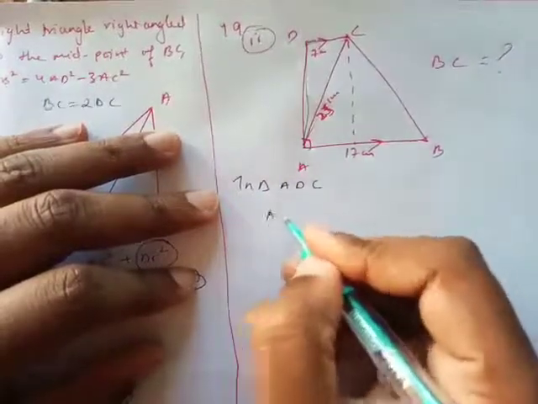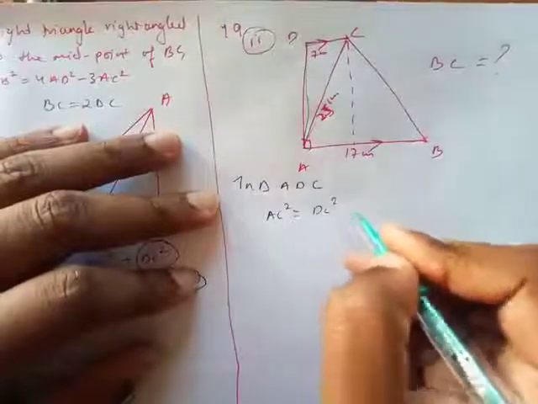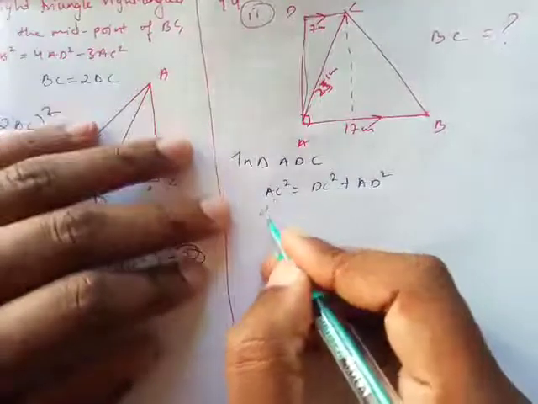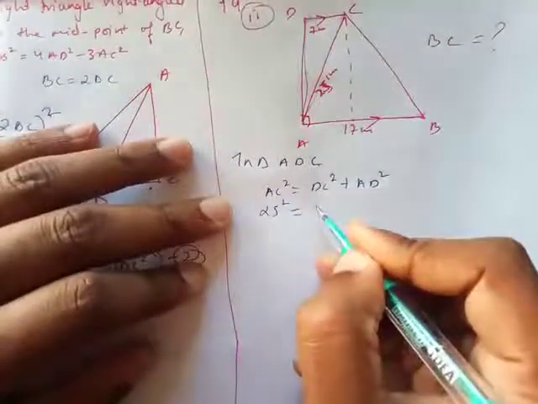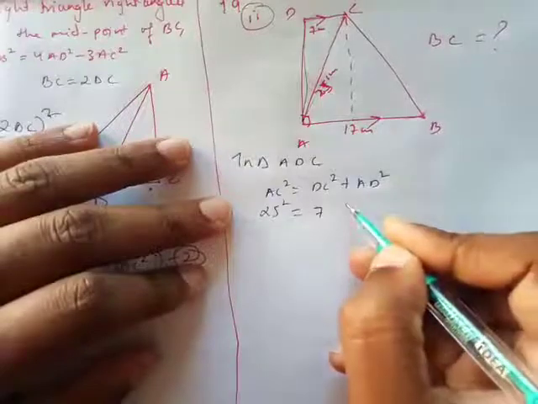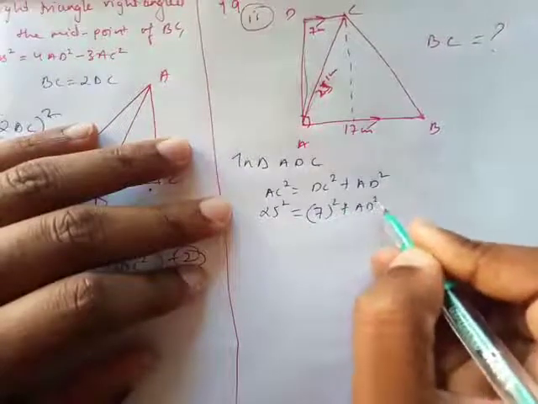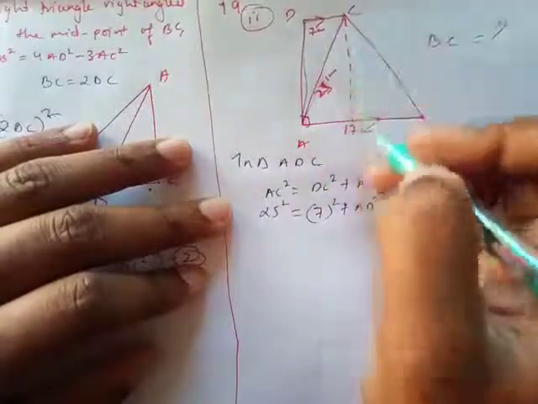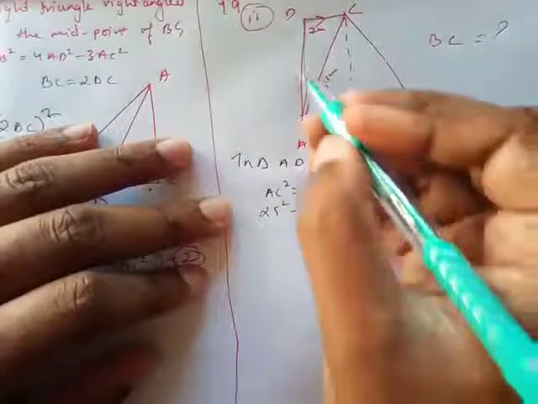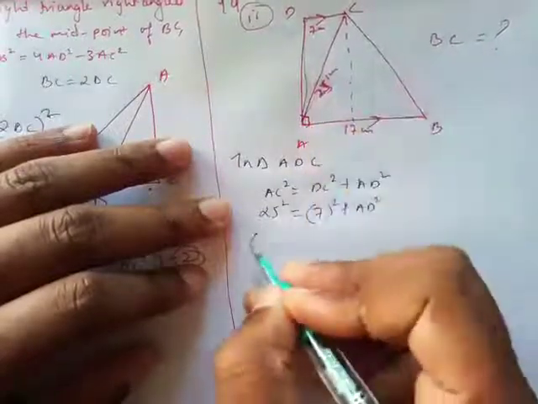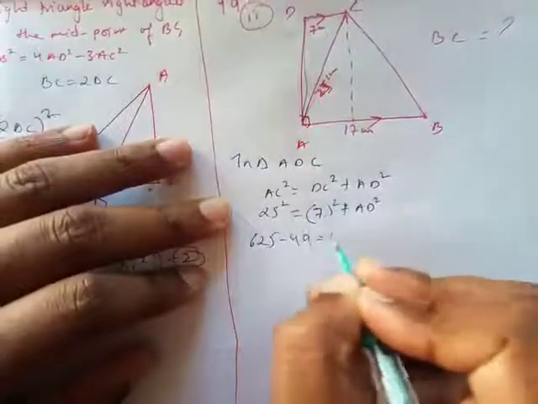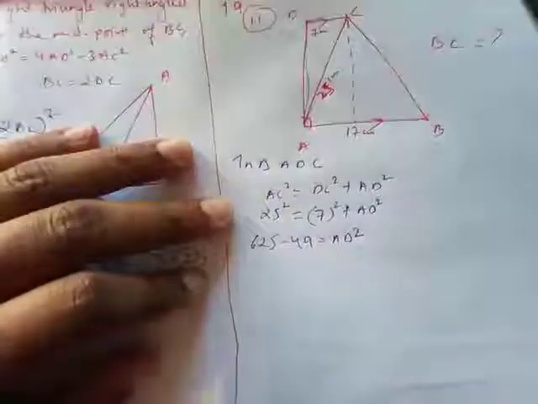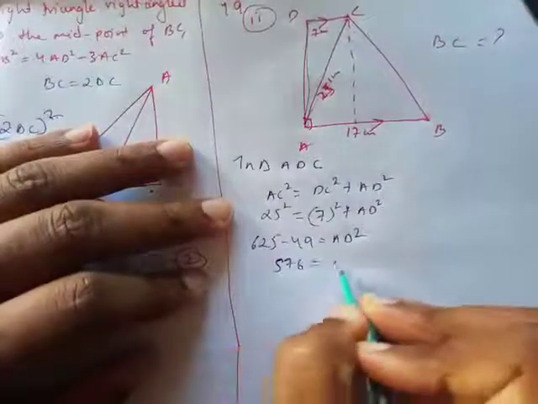I can write AC square is equal to DC square plus AD square. I hope all of you guys agree with me. AC is 25, equal to DC is 7 square plus AD, I don't have. Why am I finding AD? Because if I have AD, then I'll also get this one. This also I'll get. Okay. So because they are both equal. So 625 minus 49 is equal to AD square. Now if you calculate 625 minus 49, it's going to be 576, AD square.